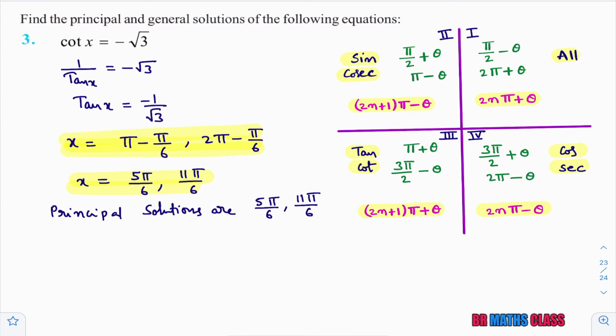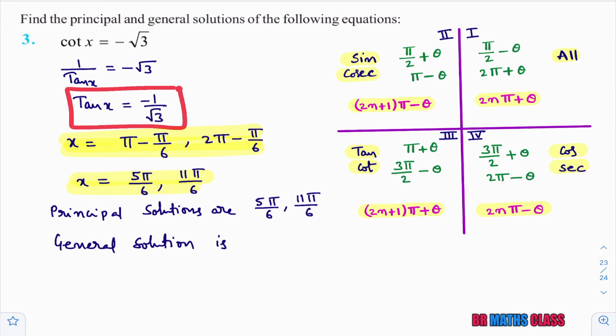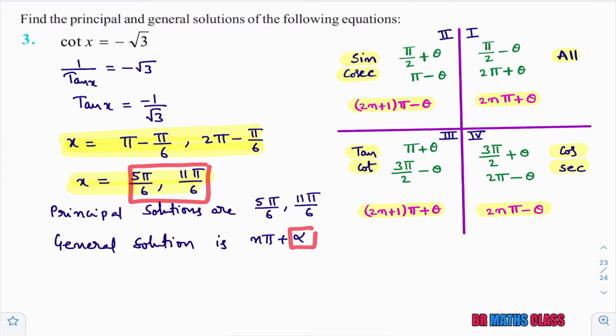Now I'll write the general solution. General solution for tan x equal to k is n pi plus alpha. In this, alpha is the principal solution. Here we got two principal solutions. Generally we will pick the first one, though you can write 11 pi by 6 also. So here, n pi plus 5 pi by 6. This is the general solution for the given trigonometric equation.